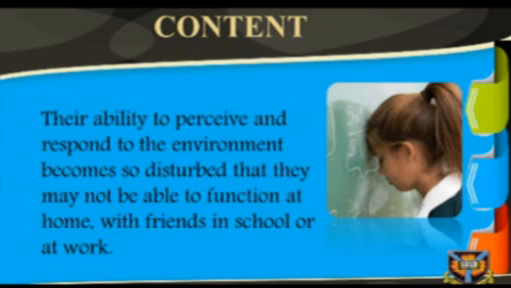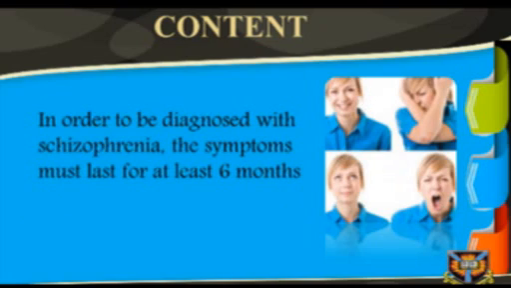Another definition was offered in 1994 in DSM-4. In order to be diagnosed with schizophrenia, the symptoms must last for at least 6 months, and there must be marked deterioration from the individual's previous level of functioning at work, in social relations, and in self-care. The 5 symptoms according to the DSM-4 category are explained below.